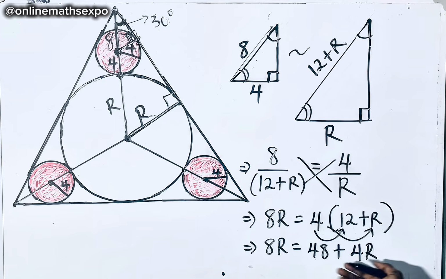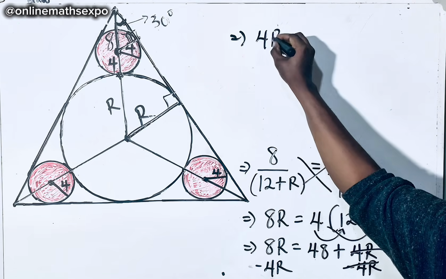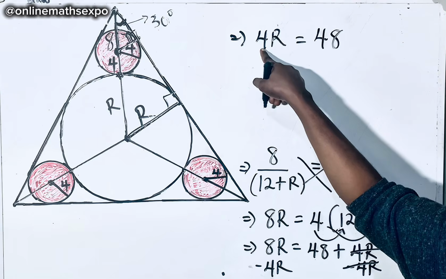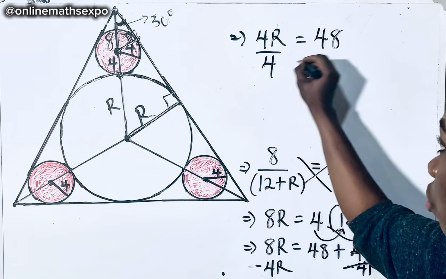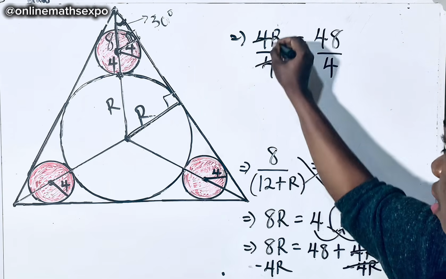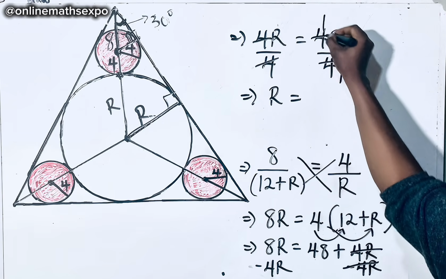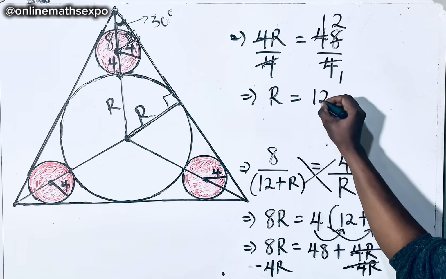We keep solving. To do this, we are going to take 4R to the left. You subtract 4R from both sides. And when you do that, this goes off. Subtract this, we are going to have 4R is equal to 48. To get R, remove 4. Because it's multiplying, divide both sides by 4. This cancels. We have R is equal to 48 divided by 4, which is 12. So R is 12.